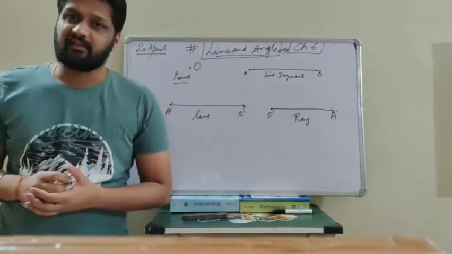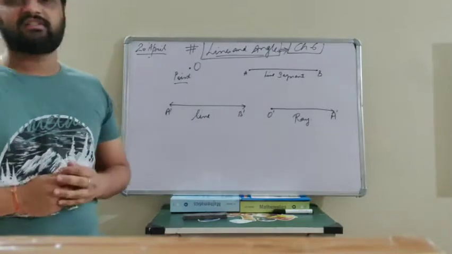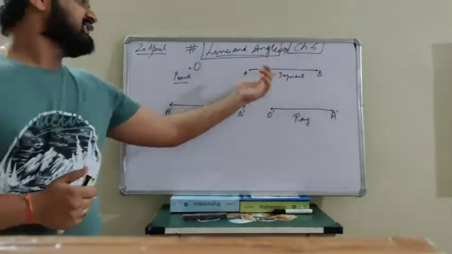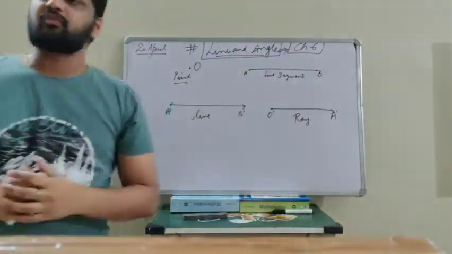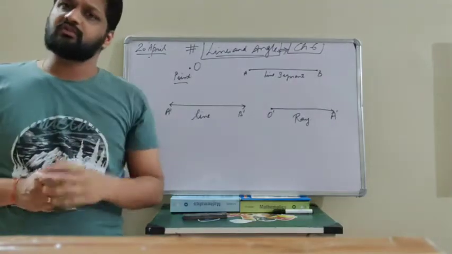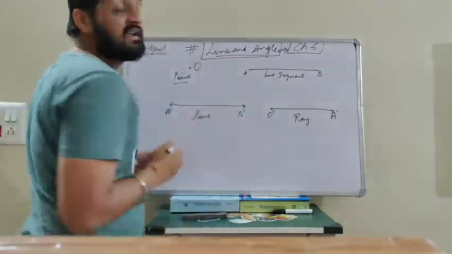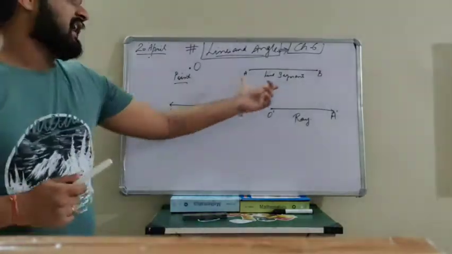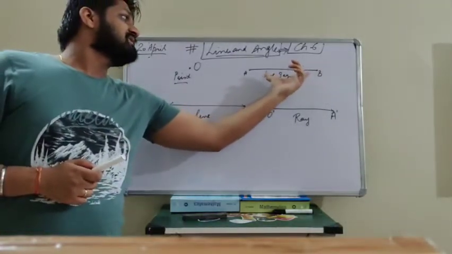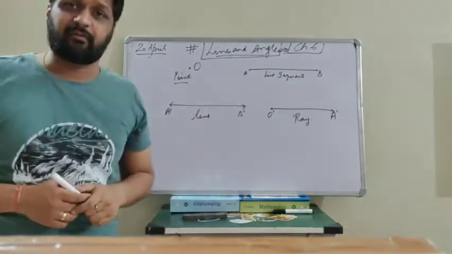Now second is line segment. What do you mean by the term line segment? Basically, line segment is the line joining between the 2 points. As we can see, there are 2 endpoints A and B, and the line joining between these 2 points is termed as the line segment.